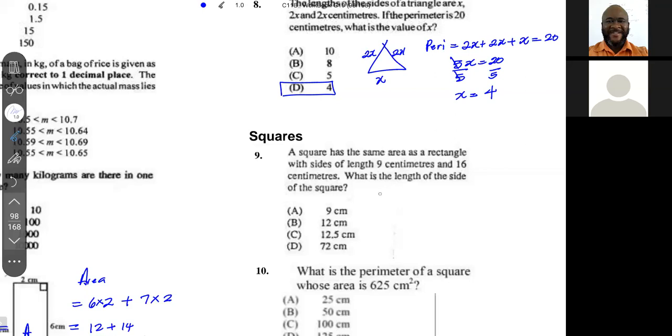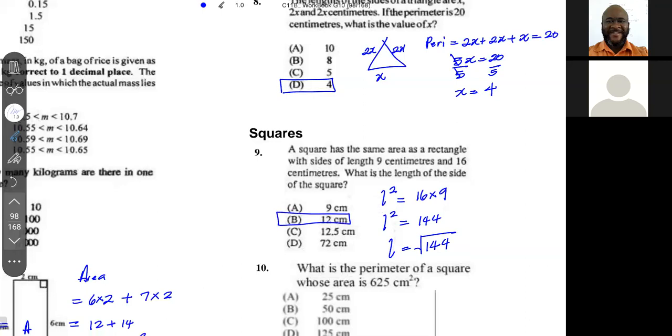So the area of the square, which is what? L square, is the same as the area of the rectangle, which would be length times width. So here, L square would be equal to 144. Guys, the opposite of square is square root. So L is the square root of 144. L is 12. All right.